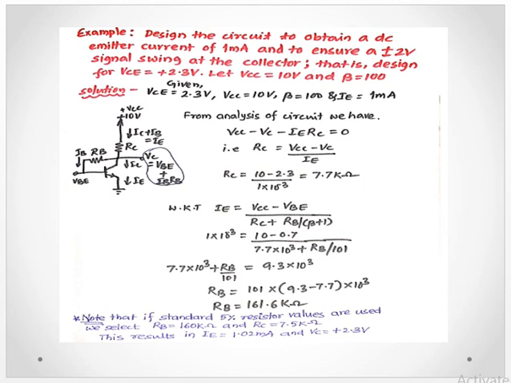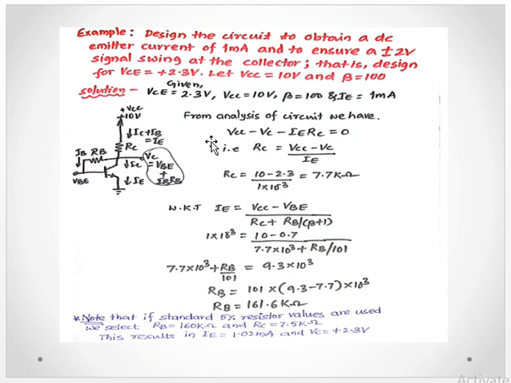Let us see one example. Design the circuit to obtain a DC emitter current of 1 milliampere and ensure plus or minus 2 volt signal swing at the collector. That is, design for VC equal to 2.3 volt. Let VCC be 10 volt, beta 100.